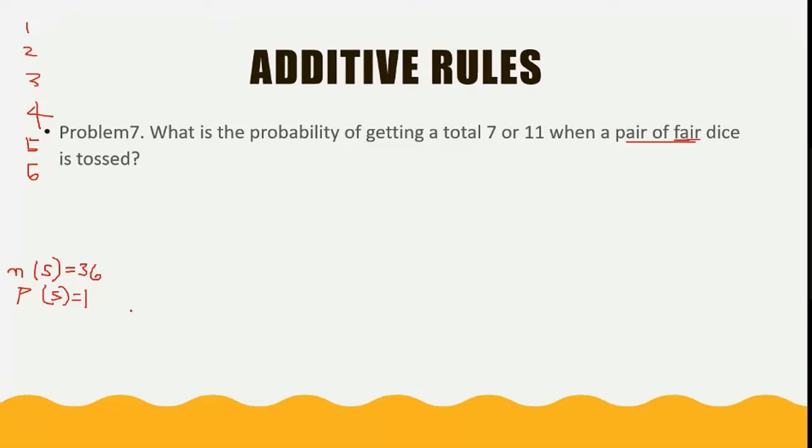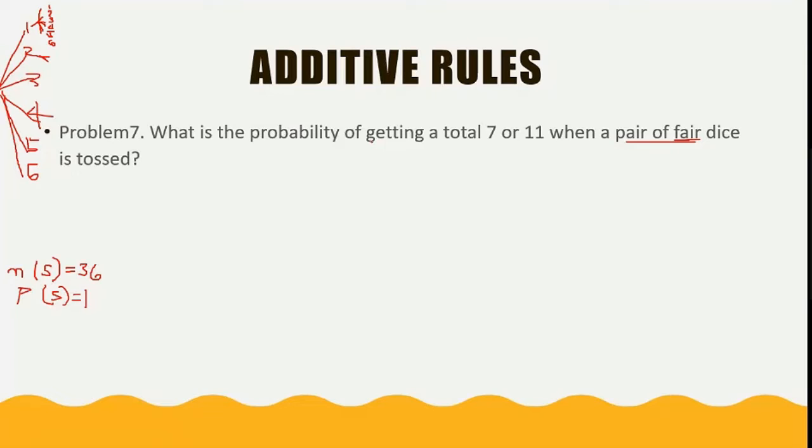Now, since there are 36 possible outcomes, let me use a tree diagram for presentation purposes. The first die can have six possible outcomes, and the second die can also have six possible outcomes. A one can pair with one, two, three, four, five, and six, and the same for the others. Until six, we have six-one, six-two, six-three, six-four, six-five, six-six.